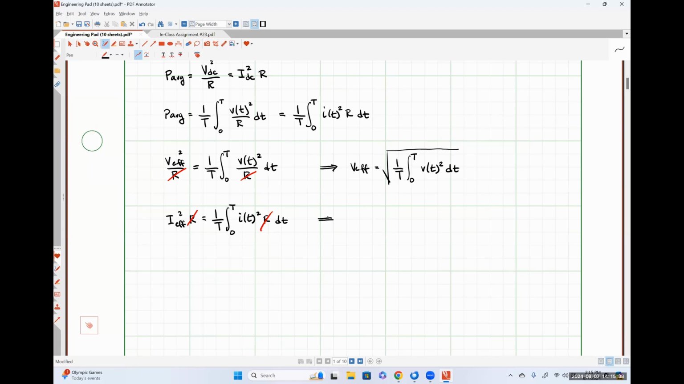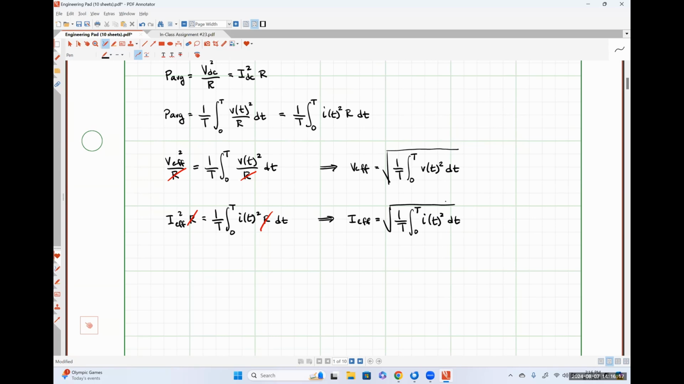And taking the square root of both sides leaves us with the effective value of our current is simply the square root of 1 over T times the integral from 0 to T of the square of our periodic current waveform. So it's literally the exact same math. So this process of taking the root of the arithmetic mean of the square is how we're going to find the effective value of any signal that we're interested in.